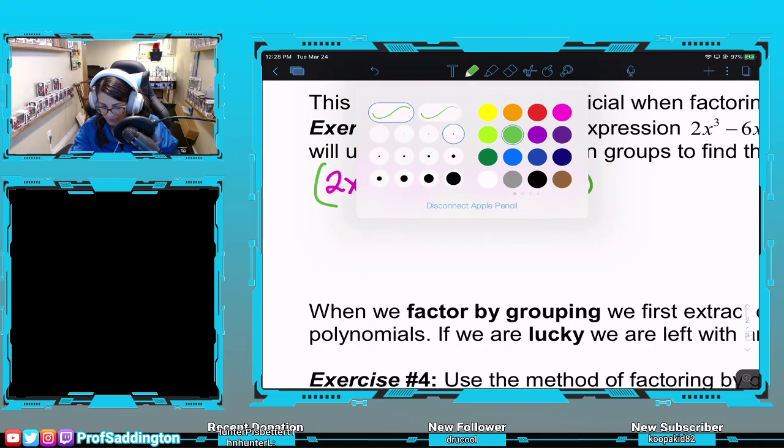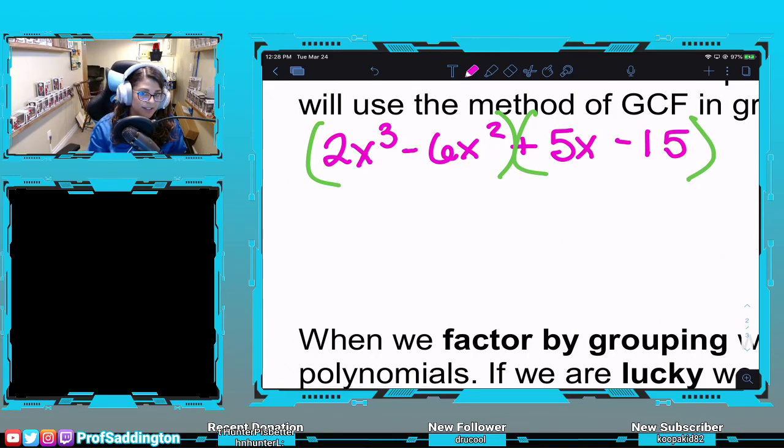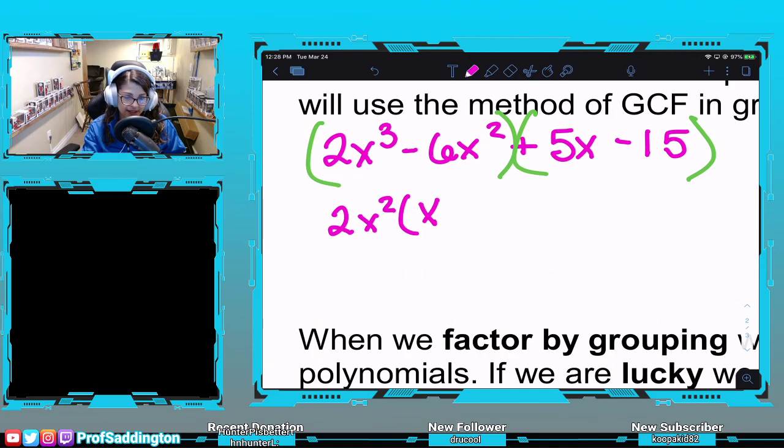So, there we go. 2x cubed minus 6x squared. So ignore the fact that the other one is even there for a moment. Just focus in on those 2 terms. First, we're looking for a GCF. So we have 2x squared as my GCF, which means I then have x minus 3. So just factoring it out normally, nothing new.